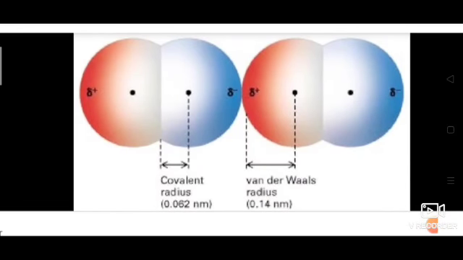Look at the difference between covalent radius and van der Waals radius. Van der Waals radius is within the atom, covalent radius within the two atoms. So the van der Waals radius of an element is half the internuclear distance between two adjacent atoms of the element belonging to neighboring molecules in the solid state of the element.